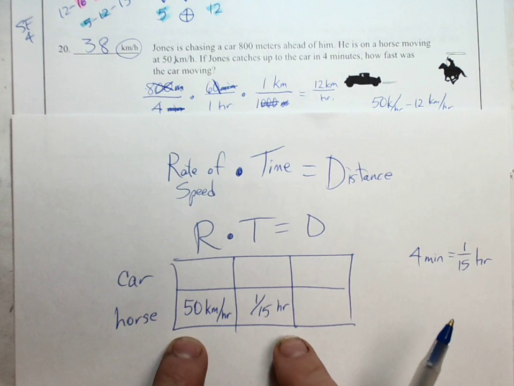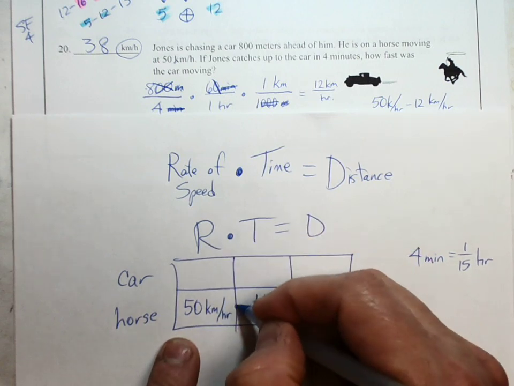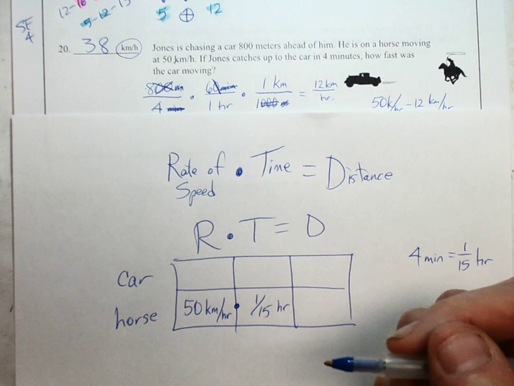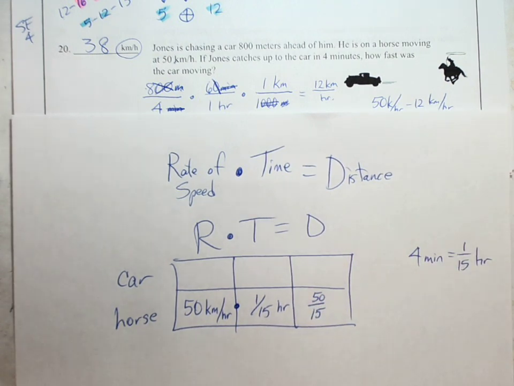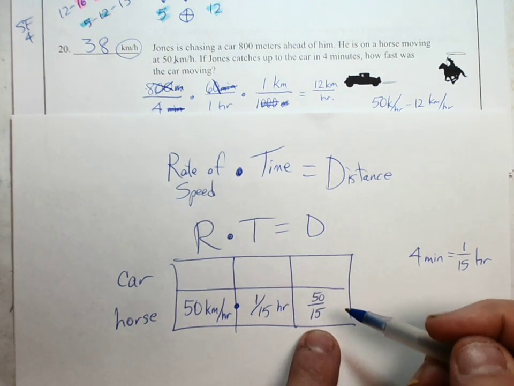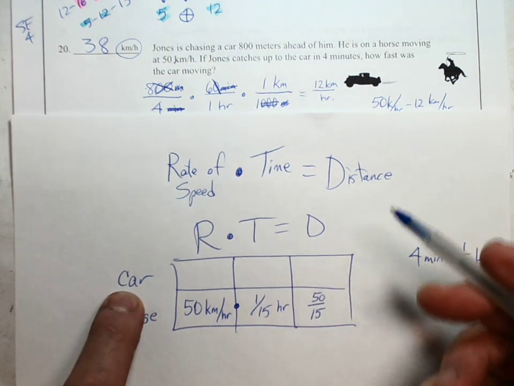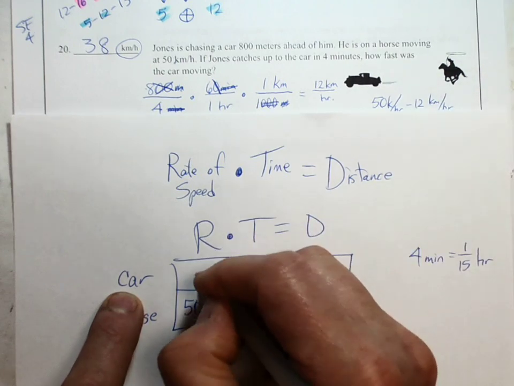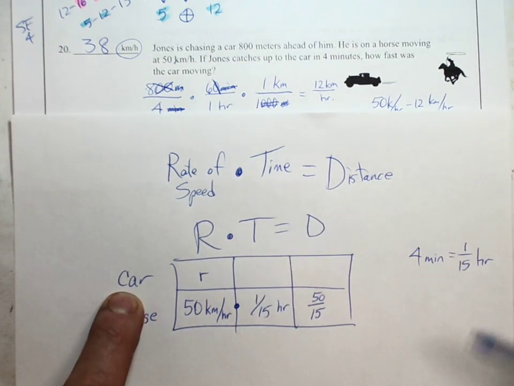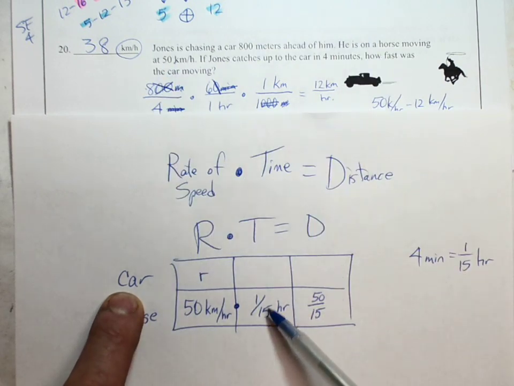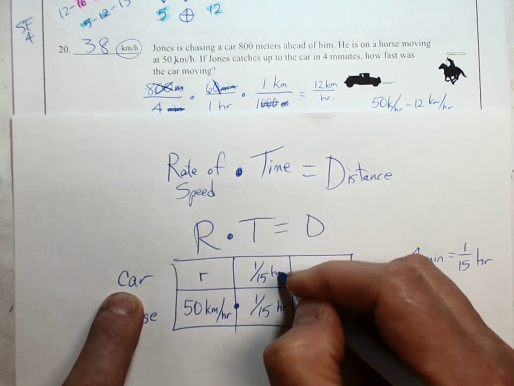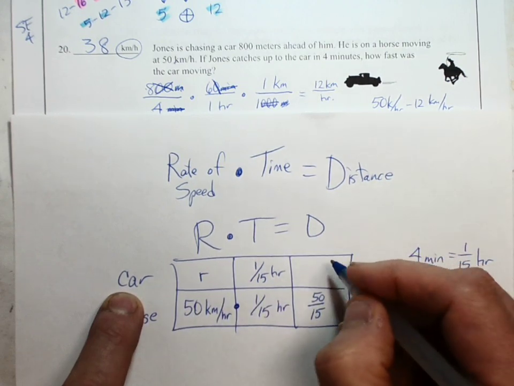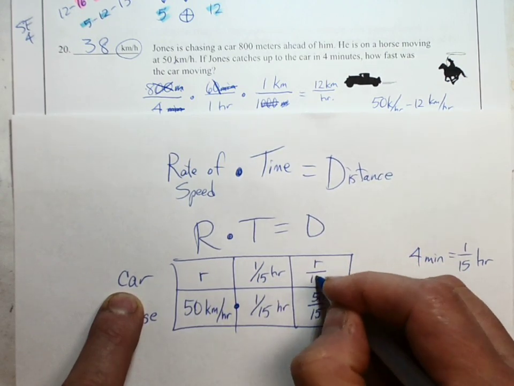So if I multiply this, what do I get? I get 50 over 15. Okay, so that's the distance. Now, do I know the speed of the car? No, that's the question. So I'm going to put a variable here. Do I know the time that it was traveling? Yes, I do. It was caught up in 4 minutes, so the time is going to be the same. So this is 1/15 of an hour. So if I multiply this together, what do I get? I get R over 15.